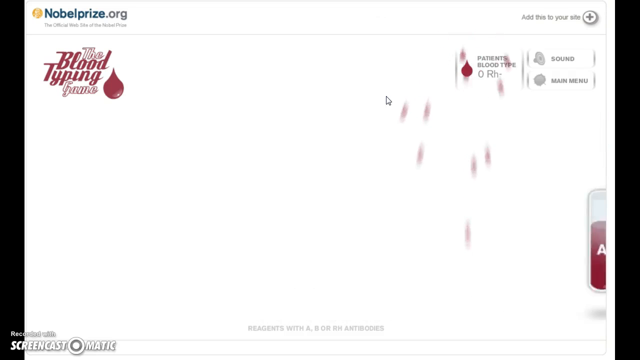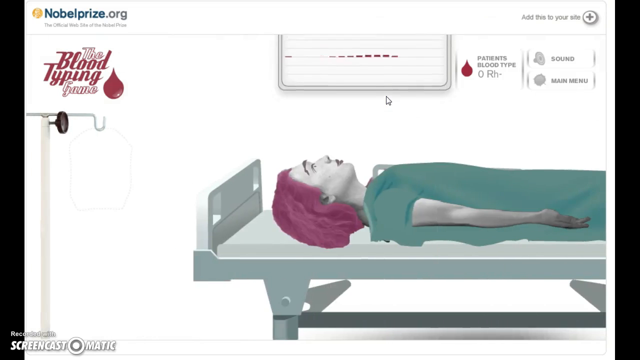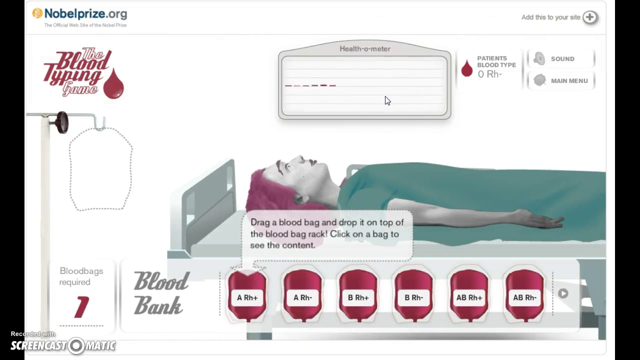Now that we know what their blood type is, we can give them a transfusion. In transfusions, you want to ask the following question. Will the antibodies in the recipient attack the antigens from the donor?